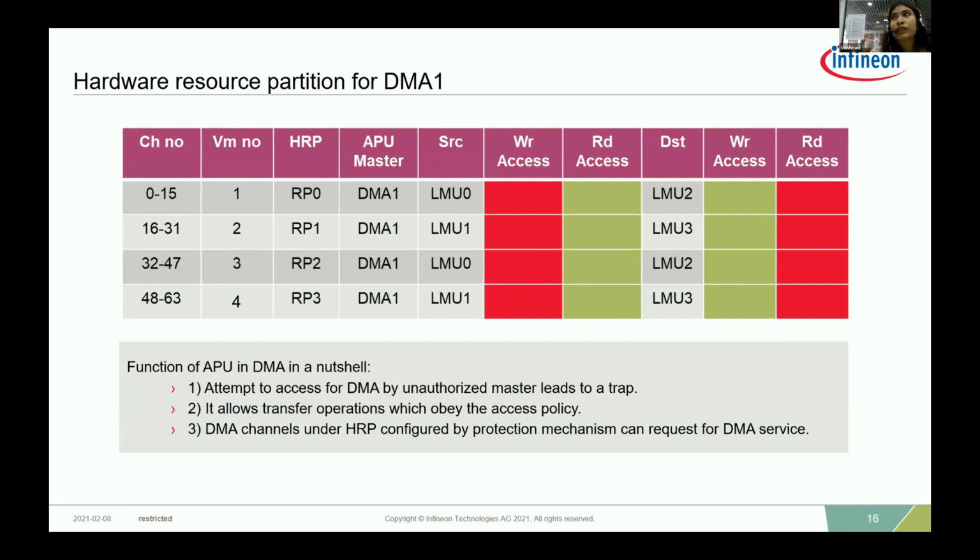Similarly to DMA0, we have DMA1 also, with 64 channels, segregated as shown in the table. The function of the APU in DMA is, first, if there is any attempt to access unauthorized channels or LMU regions, for example if DMA1 is trying to access LMU3, then it must lead to a trap. Next, it allows the transfer operations which obey the access policies. Third, DMA channels under the HRP are configured by the protection mechanism that can request DMA services.